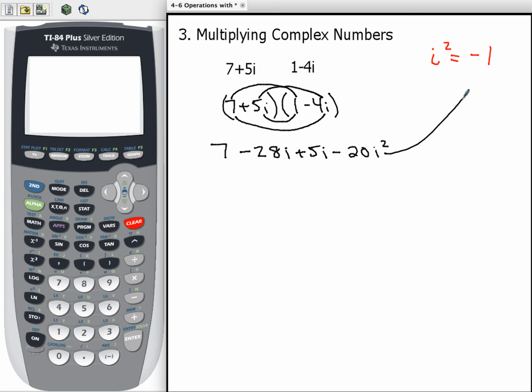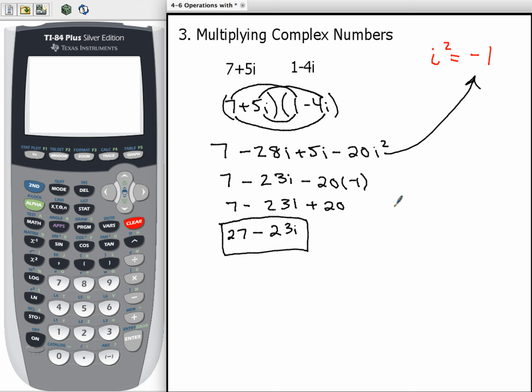But remember, i squared, that's negative 1. So I'm going to clean this up here a little bit. So I'm going to have 7, and then minus 28i and plus 5i, that's going to give me minus 23i. Then I'm going to have minus 20 times that negative 1, because i squared is negative 1. Then 7 minus 23i plus 20. Then I'm going to combine my 20 with the 7, my integers. So that's going to give me a grand total of 27 minus 23i.